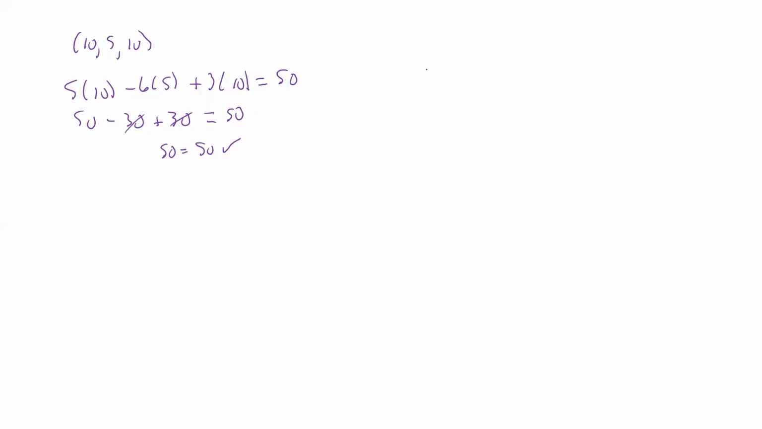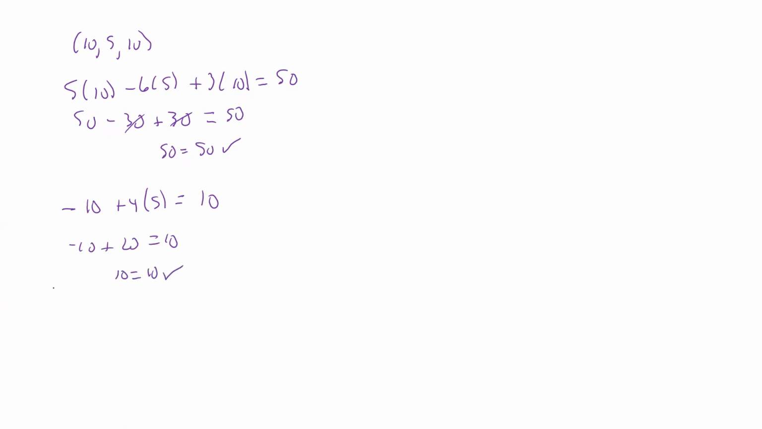The next one was negative x, which was negative 10, and then plus 4 times y, which is 5, and that was equal to 10. So minus 10 plus 20 equals 10. 20 minus 10 is 10, so 10 equals 10. It works on that one.